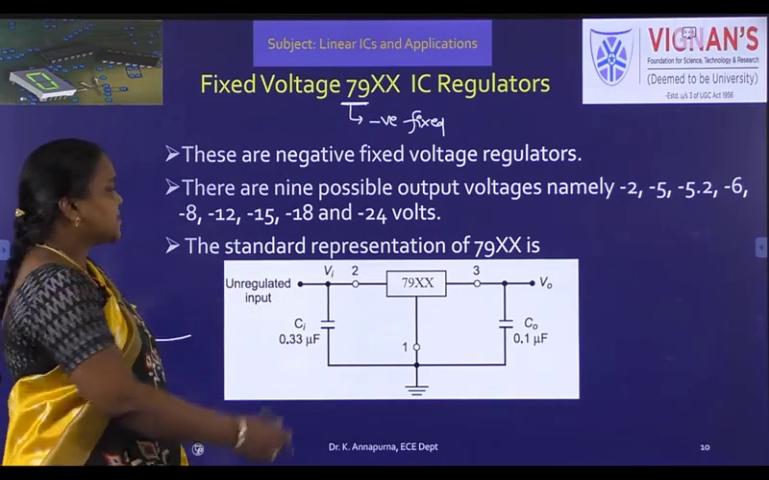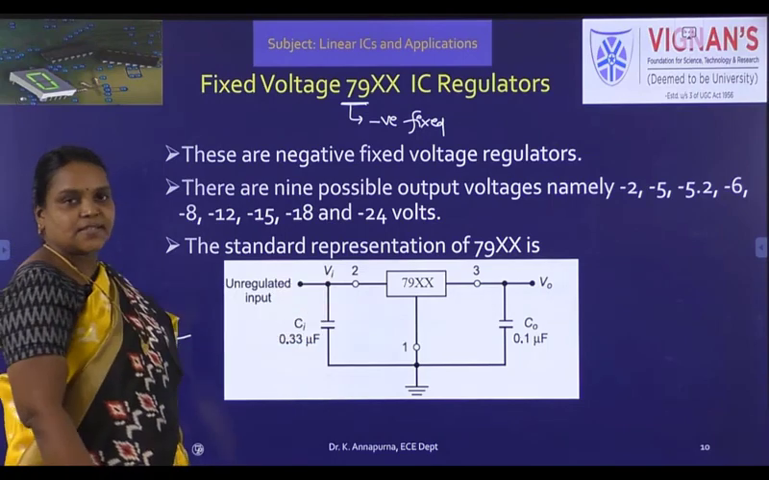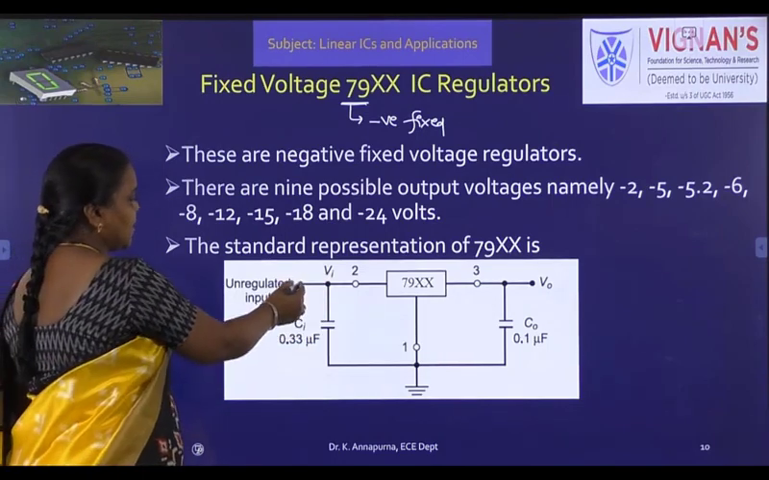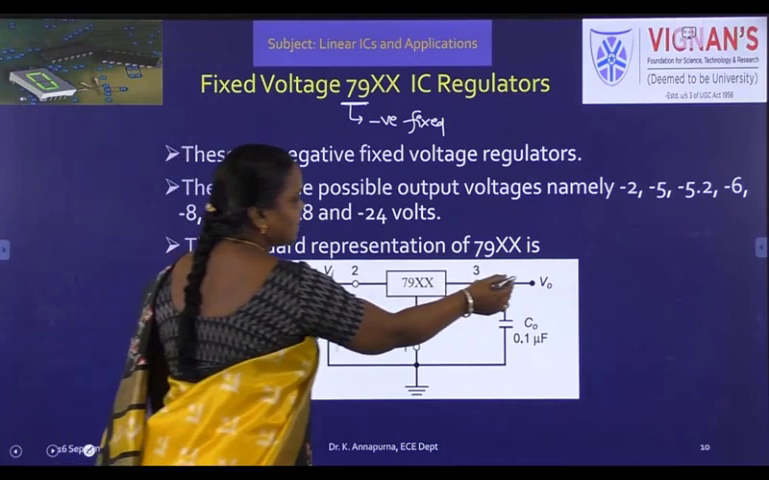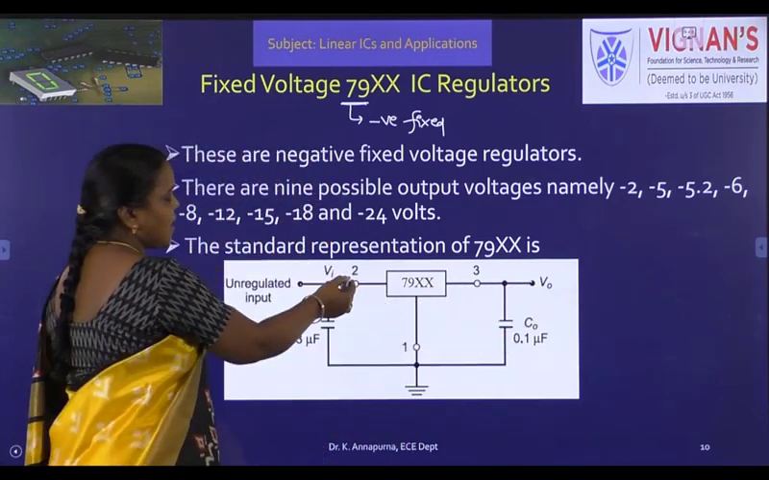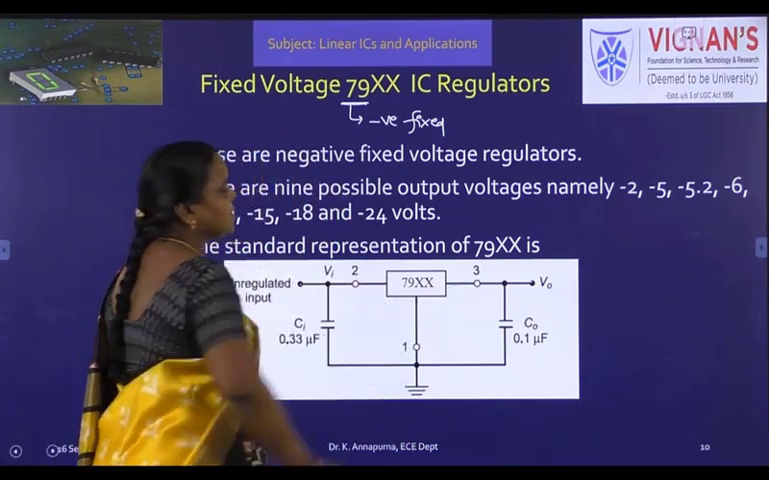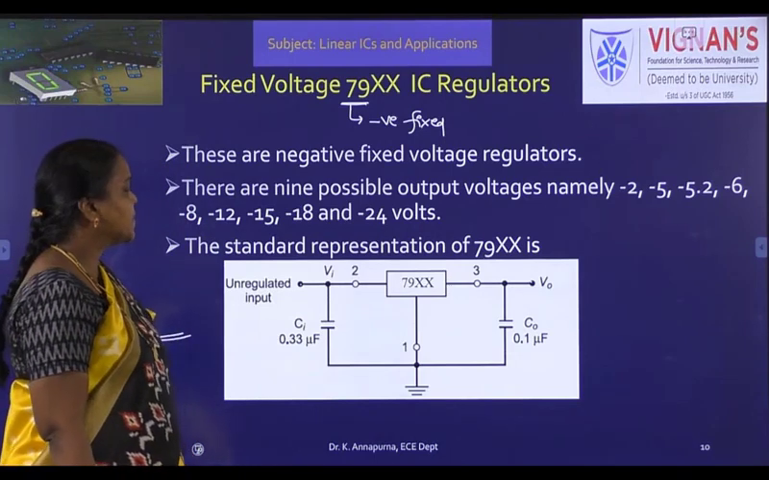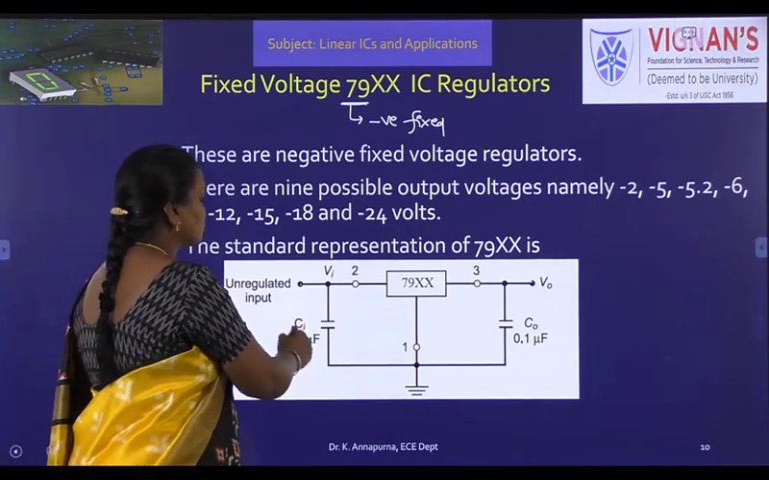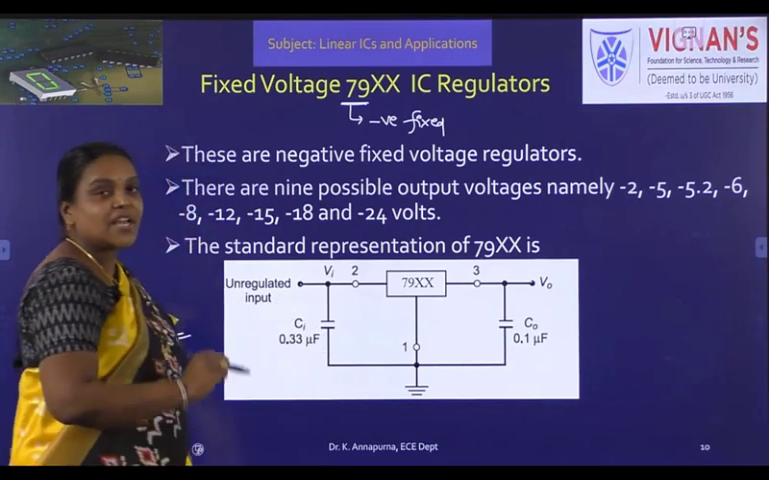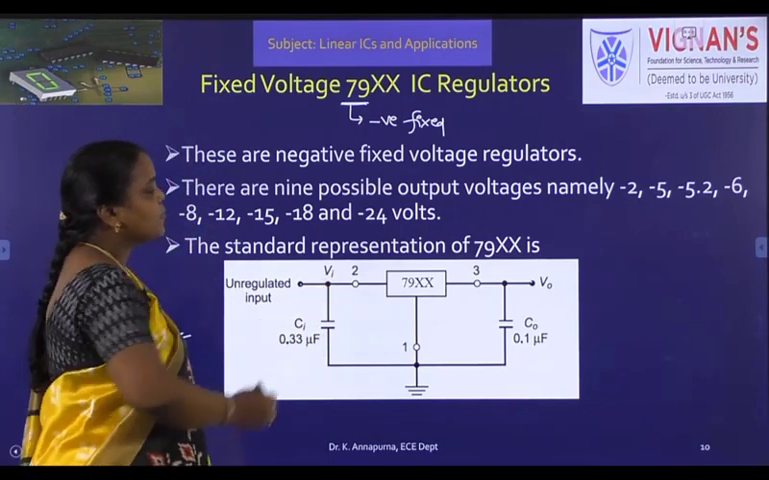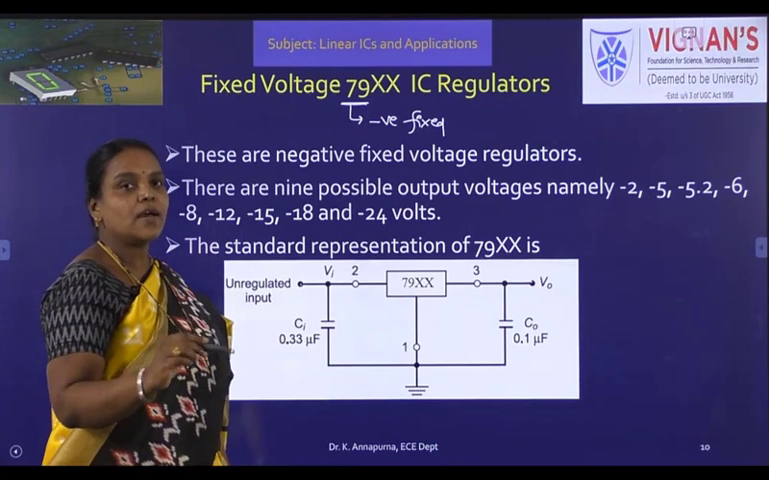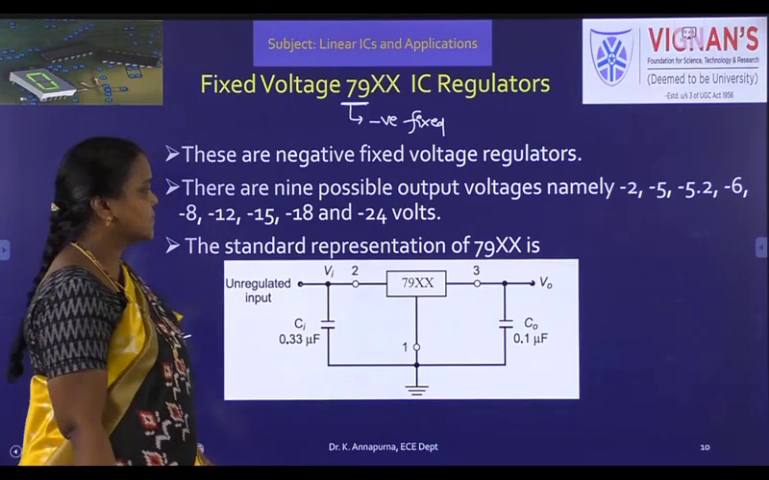And the standard representation of 79 series is this. Here also input we are applying here, output we are taking here. They have only 3 terminals, that's why they are also called 3-terminal IC regulators. Okay, and here the input capacitor is used to reduce the inductive effects, and the output capacitor is used to improve the transient response.